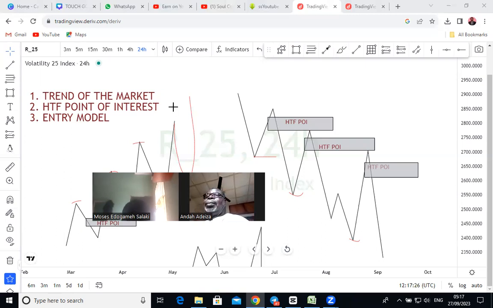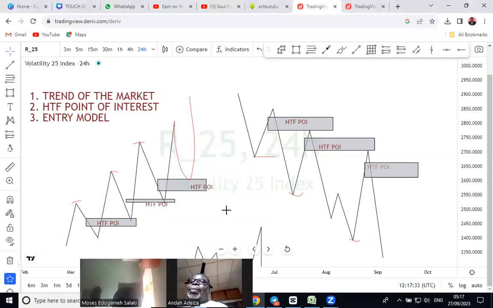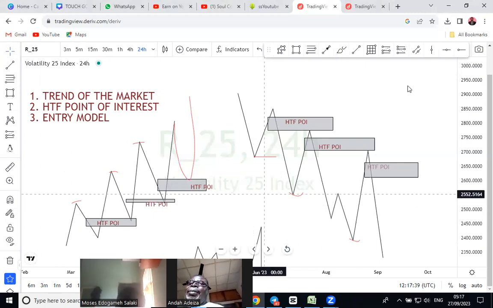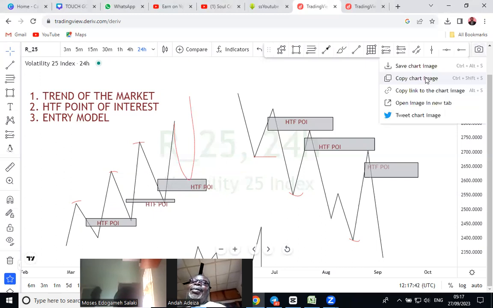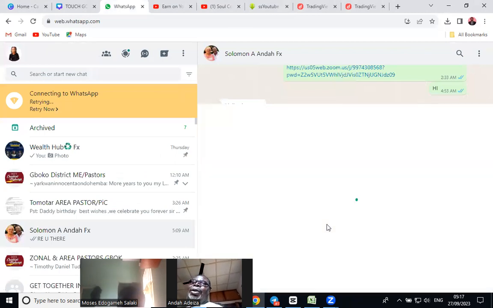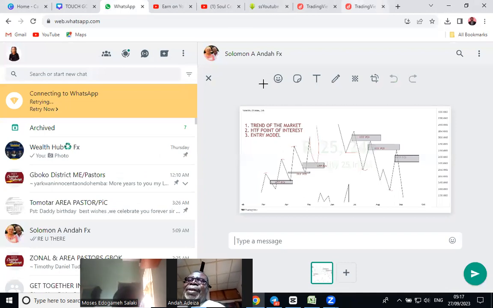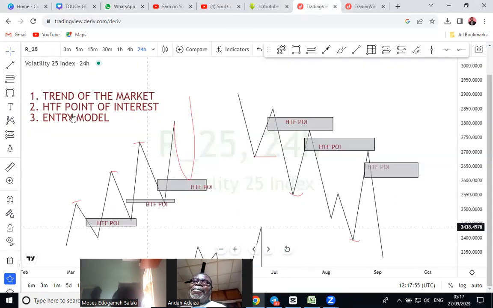All right. So that is the place we now refer to as your point of interest. That's where you want to wait for price to always come, like always. So when price comes back there, they want to get your entry at the higher time frame point of interest. Okay. But can it also do the same thing on a lower time frame? It will do the same thing, whether higher time frame or lower time frame.